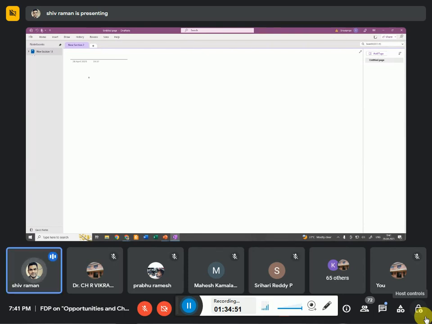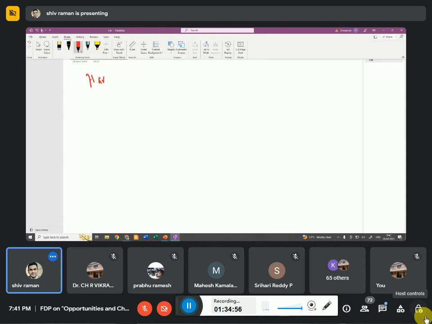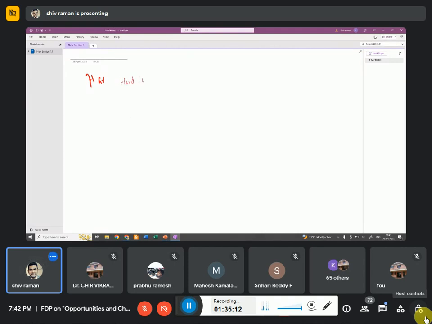Yeah. So basically, if we go with the basics, we divide the computation method into two basic techniques. We call them hard computing and soft computing. I hope few of you are aware of this also.